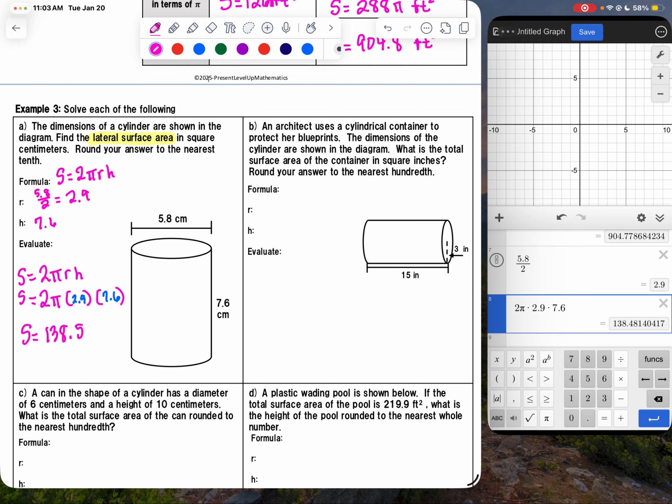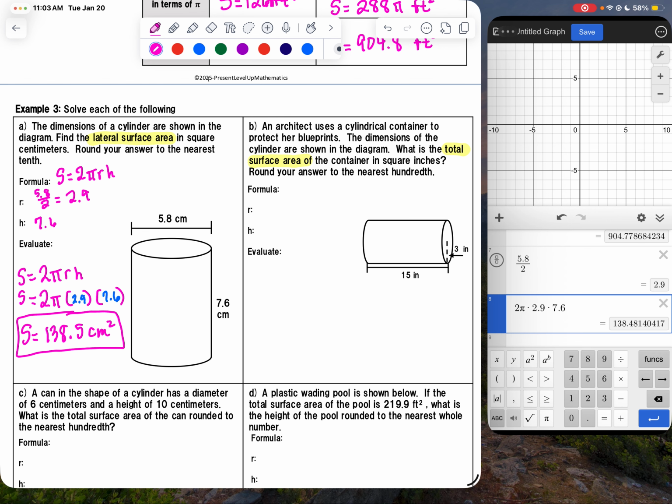138.5, and our units would be centimeters squared. All right, example B. An architect uses a cylindrical container to protect her blueprints. The dimensions of the cylinder are shown in the diagram. What is the total surface area of the container in square inches? Round your answer to the nearest hundredth.